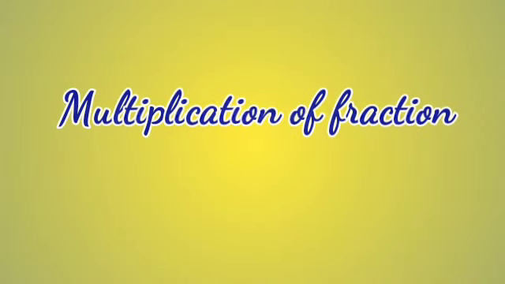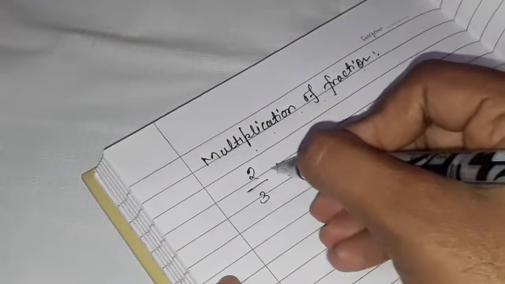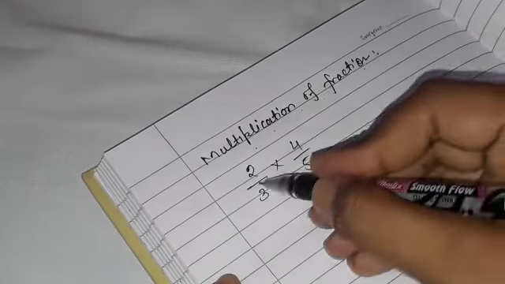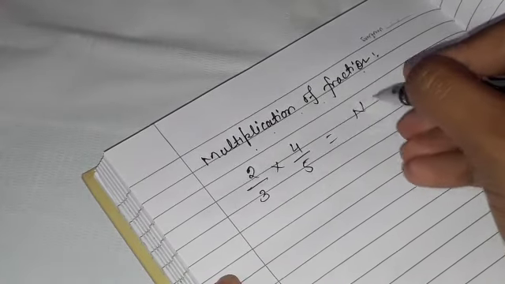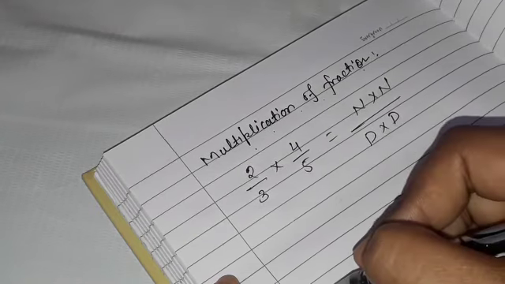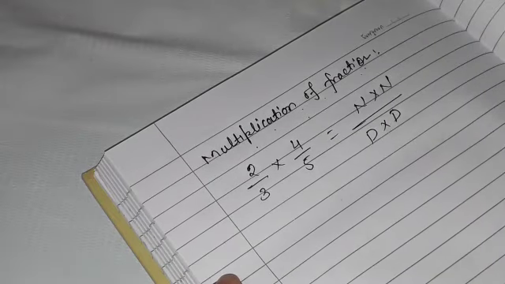Class, your new topic is multiplication of fraction. I am taking the example of two fractions like this. So these two are fractions, how do we multiply them? For that, class, you have a formula: numerator into numerator upon denominator into denominator. This is the formula for multiplication of fraction.